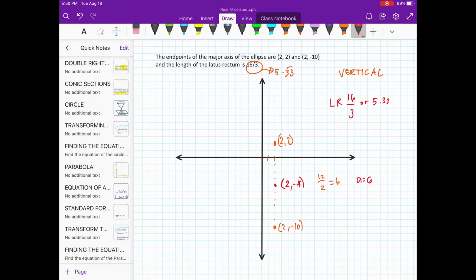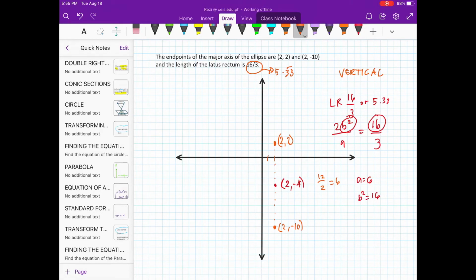Therefore, our formula here is 2b squared over a. So the latus rectum is just 16 over 3. If you imagine, b squared here is equivalent to 16. So we obtain the value of b squared, which is 16.